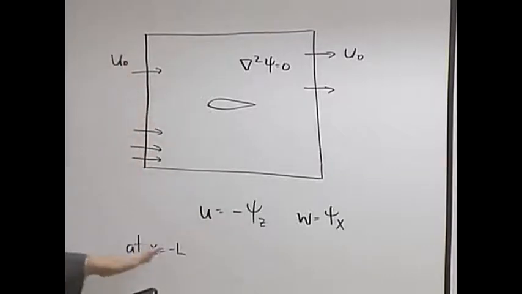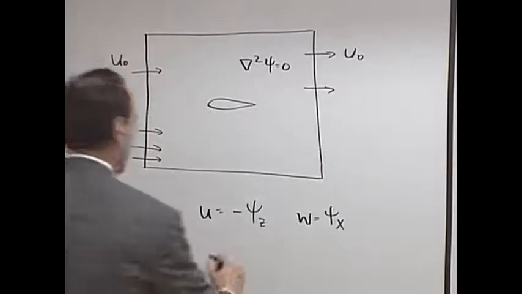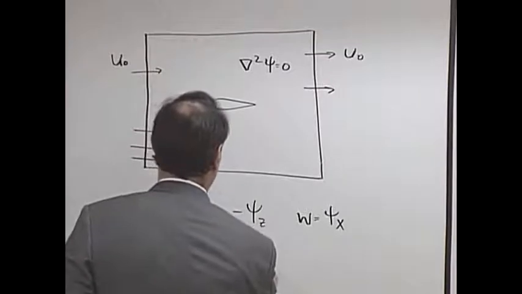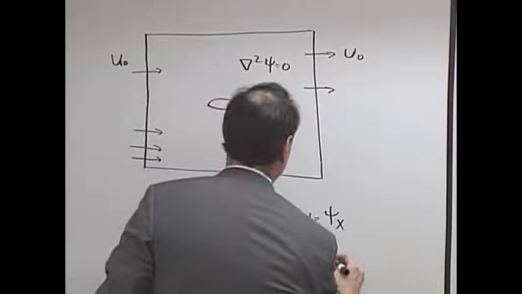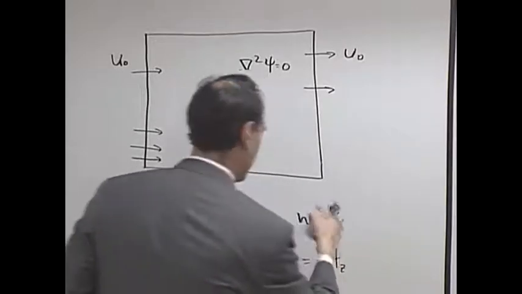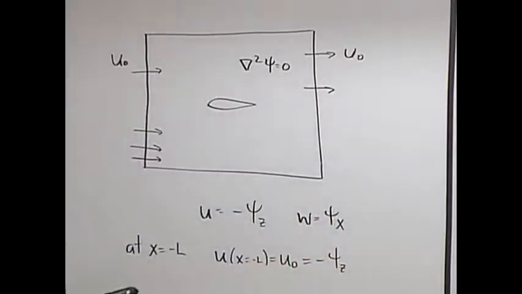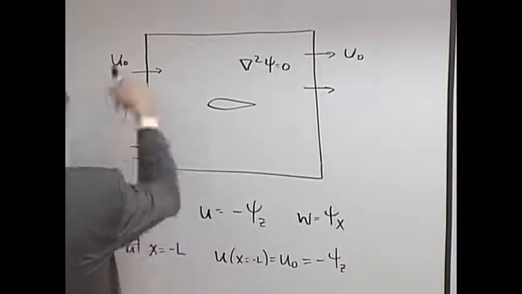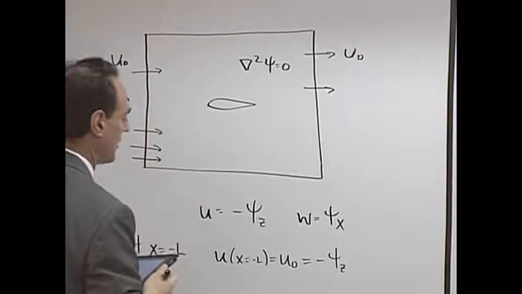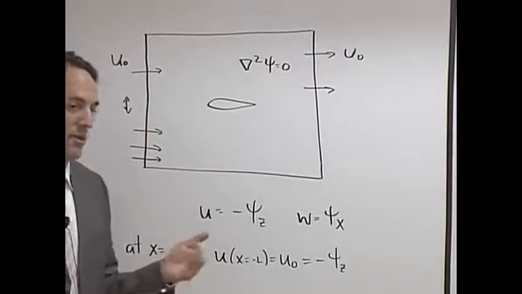So this is, for that x value, what I want is U at x equals negative L to be U naught, which means I have to impose that kind of boundary condition over there. Okay? And by the way, over here, too, I don't want any velocity going in this direction. And you can also think about trying to impose something there.